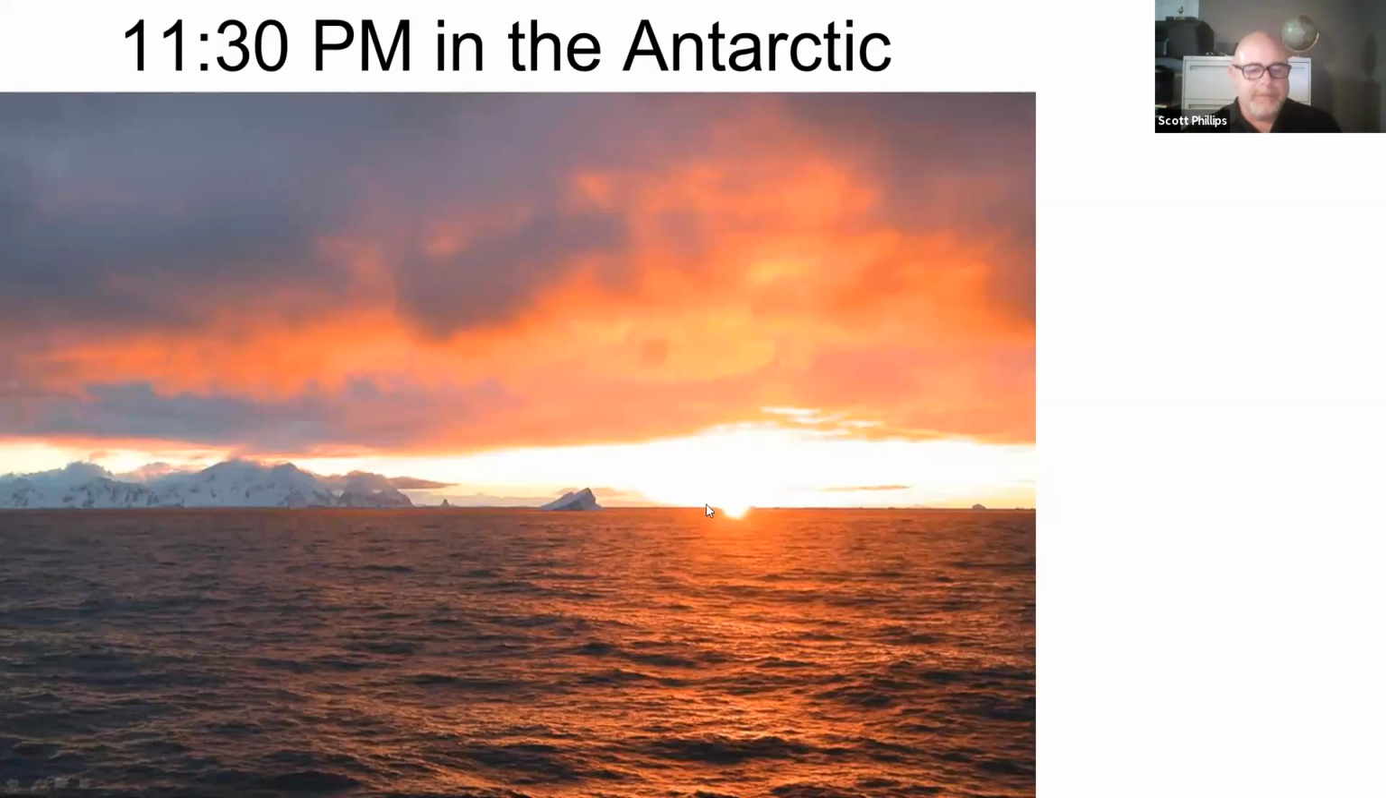Here's a couple of images here. This is a picture at 11:30 p.m. in the Antarctic, meaning the Antarctic being near the South Pole. So you might ask yourself, is this going to be in December or is this going to be in June? Give me time to think.